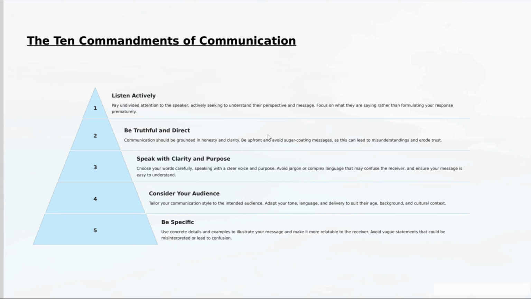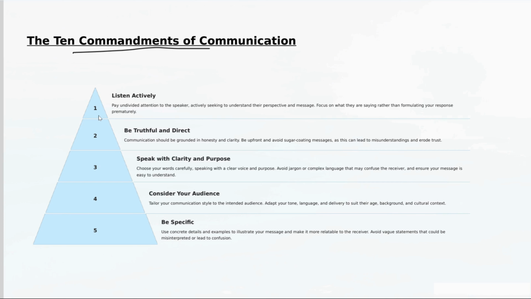Now we have 10 commandments of communication, right? This is also one topic. This is a very good topic, I would say, for business communication because if you know these 10 commandments, you are a perfect communicator, right?